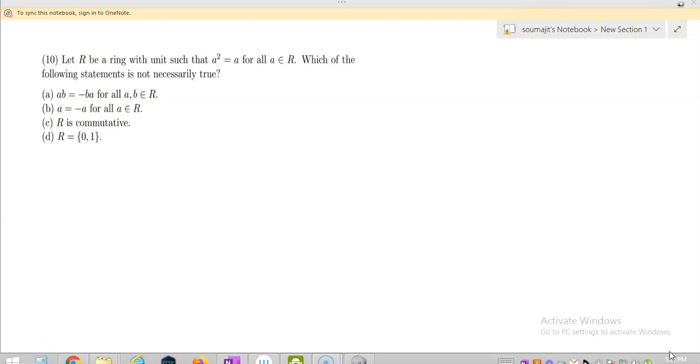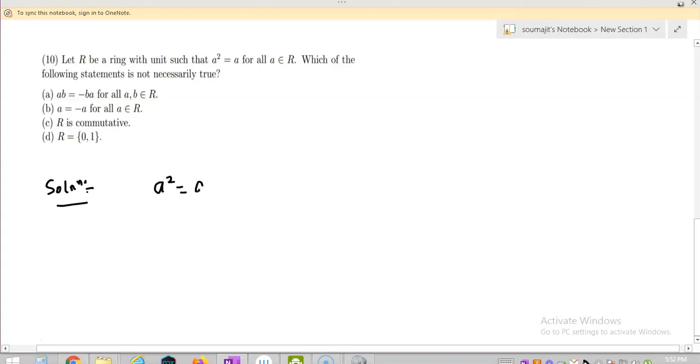If you have gone through the exercise of Schaum's, it's a known question to you, right? It is in an exercise of Schaum's. Let me start the solution. It says that R is a ring with unit and A squared is equal to A for all A belongs to R.